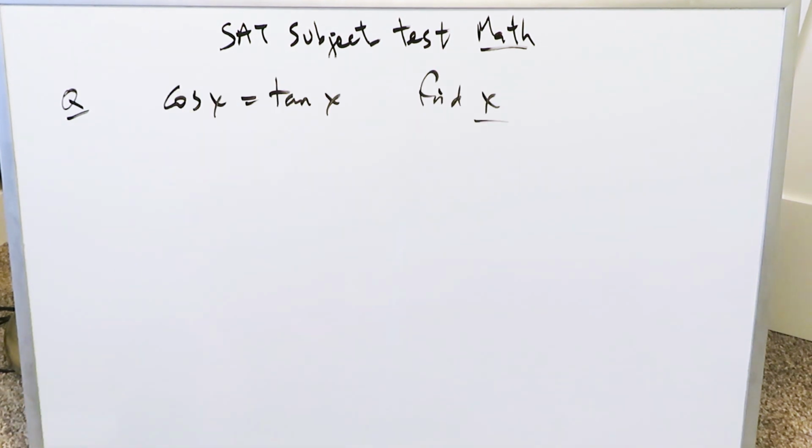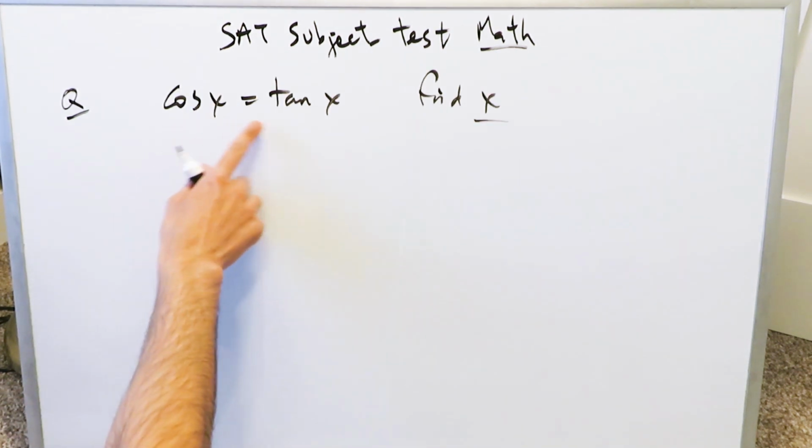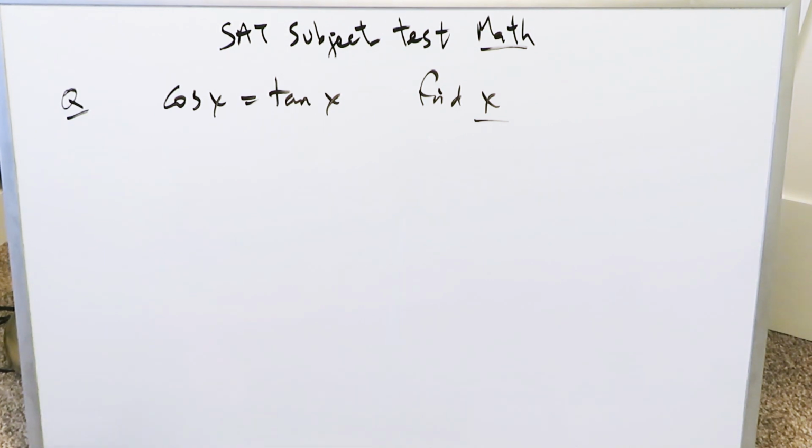We'll look at 2 more questions and then that'll be it for this video. Cosine x is equal to tan x. We have to find the value of x, a possible value. How would you go about doing it?